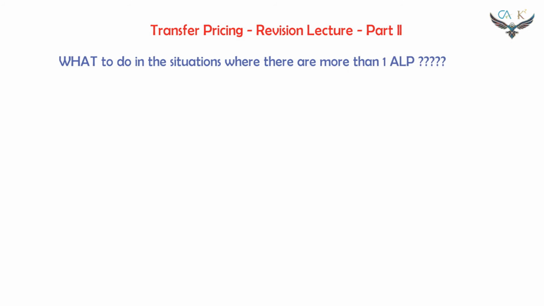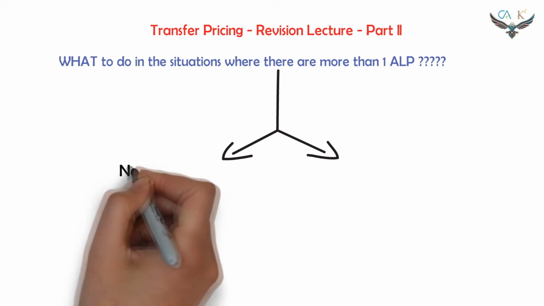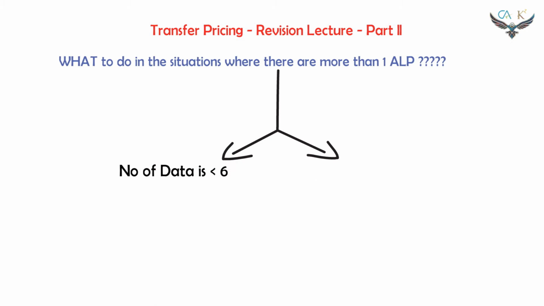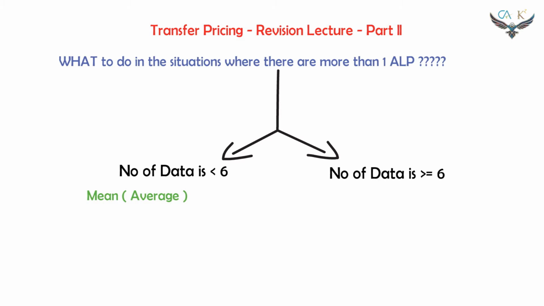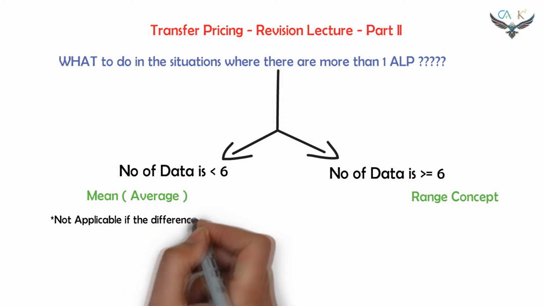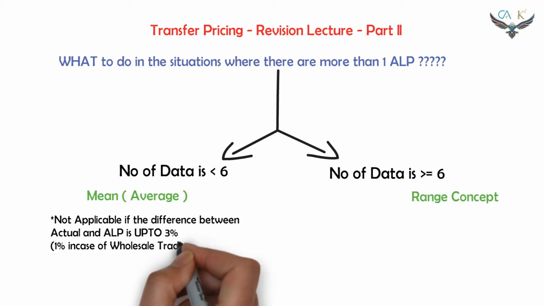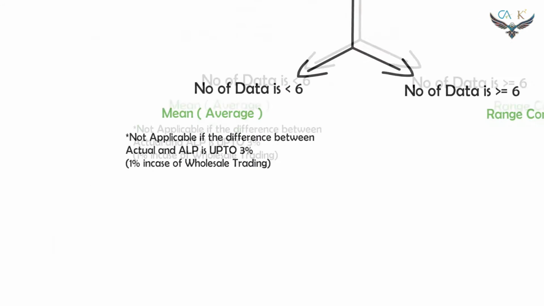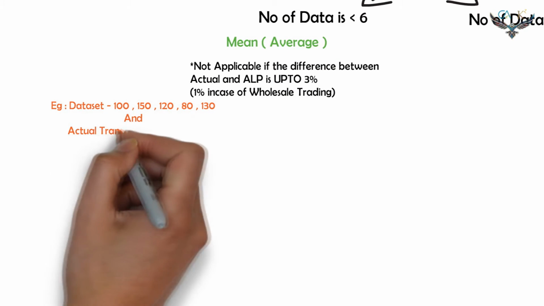What is to be done in situations where there is more than one arm's length price? In the case where the number of data in the data set is less than 6, the arm's length price is the average of all the available arm's length prices. And where the number of data in the dataset is more than or equal to 6, then the range concept shall be applied. Where the number of data in the dataset is less than 6, the provision of transfer pricing is not applicable if the difference between the actual transaction price and the arm's length transaction price is up to 3%. Okay, now let us understand it through an example.